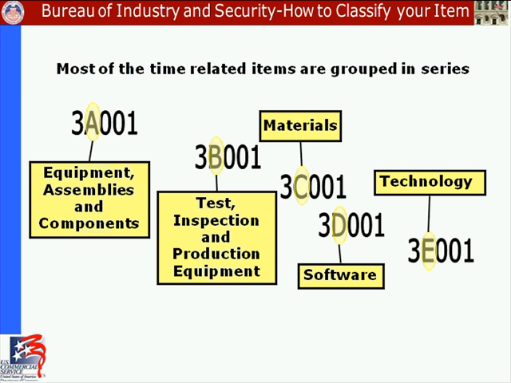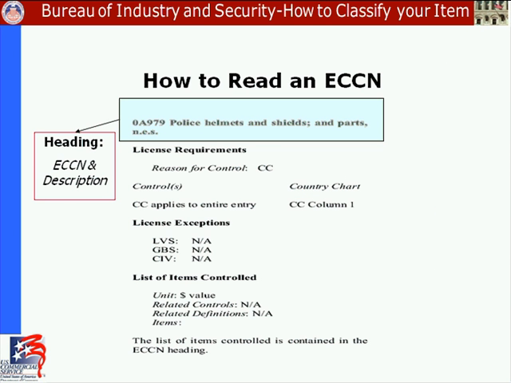Now here we give you a real example. Here is 0A979. Now you see the 0, that means Category 0 is sort of a miscellaneous category. It doesn't belong to any other industries such as aerospace. It doesn't belong to materials processing. It doesn't belong to semiconductor equipment. It doesn't belong to marine, so it's Category 0. The item we're talking about is police helmets. Okay.